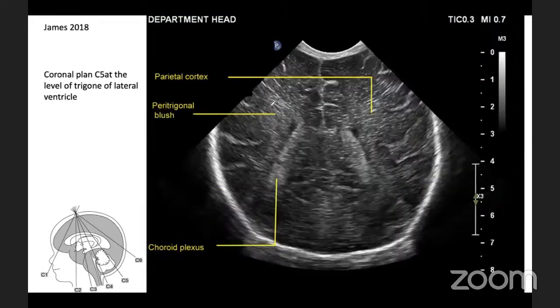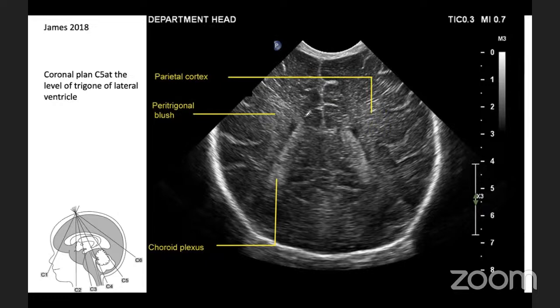In the C5, at the level of the trigone of the lateral ventricle, the trigone is basically the area where the occipital and the temporal horn meet, these structures. So in this one, you will find the choroid plexus in the lateral ventricle, and also the parietal area in which you can appreciate the peritrigonal blush, which you will appreciate more once we see the next presentation.